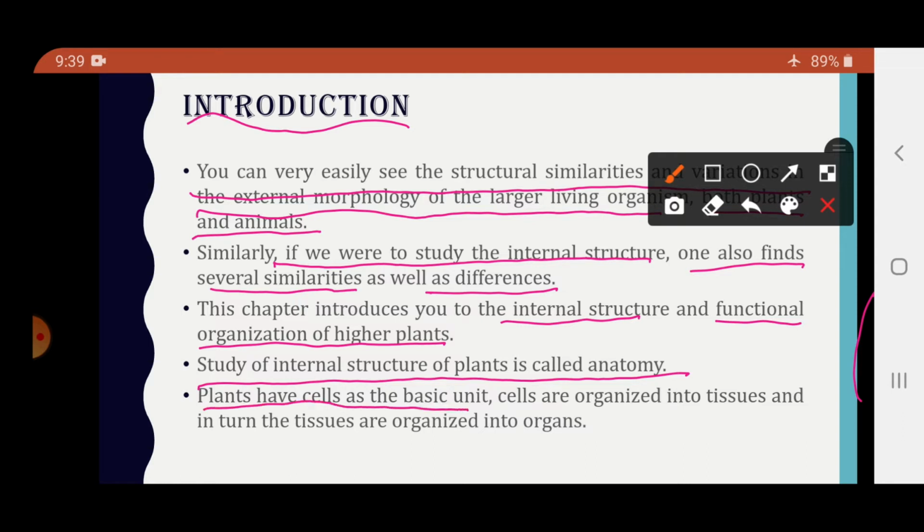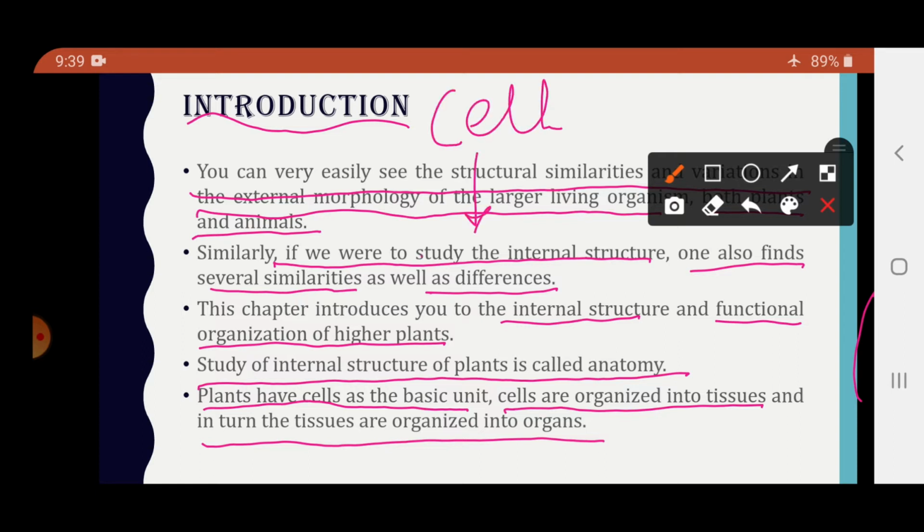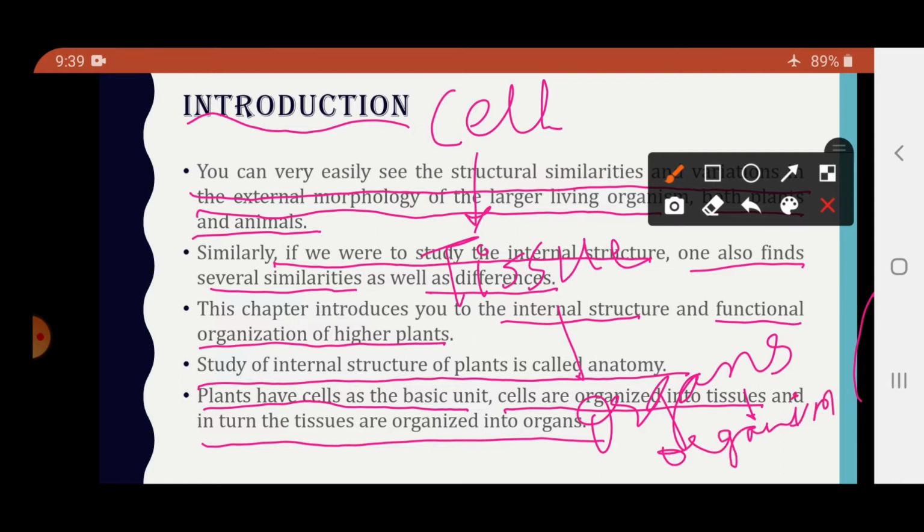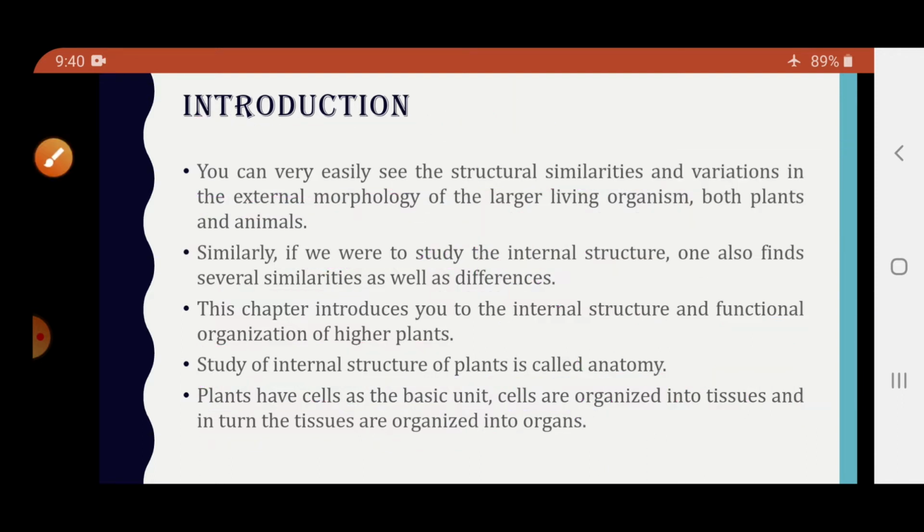Plants have cells as the basic units. Cells are organized into tissues and in turn tissues are organized into organs. See students, this is the hierarchy. The first thing is the cells. Cells will form the tissue. What is tissue? It is a group of cells. When these various types of tissues get organized, what do they form? They form the organs of an organism. And finally, these organs get associated and form the organism, and in certain conditions, they form the organ system. But when we talk about plants, cells get organized into tissues and these tissues, when organized, result in the formation of the organs.